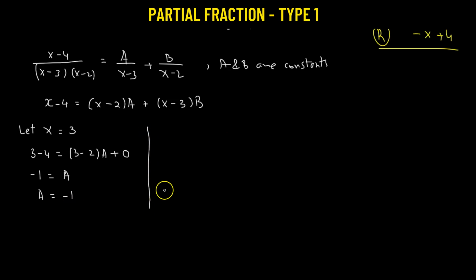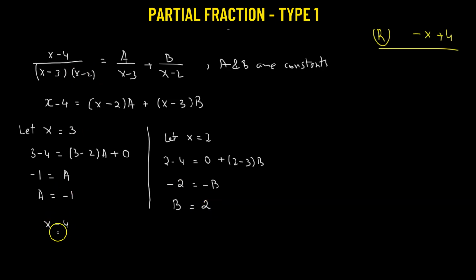Then to find the value of B, we choose x equals 2 because that will get rid of the first term. So 2 minus 4 equals 0 plus 2 minus 3 times B. So 2 minus 4, that's negative 2, equals negative B, or B simply equals positive 2.